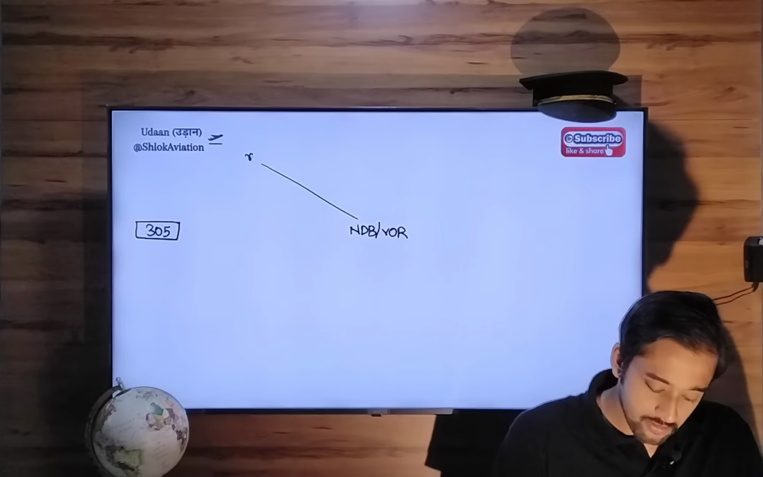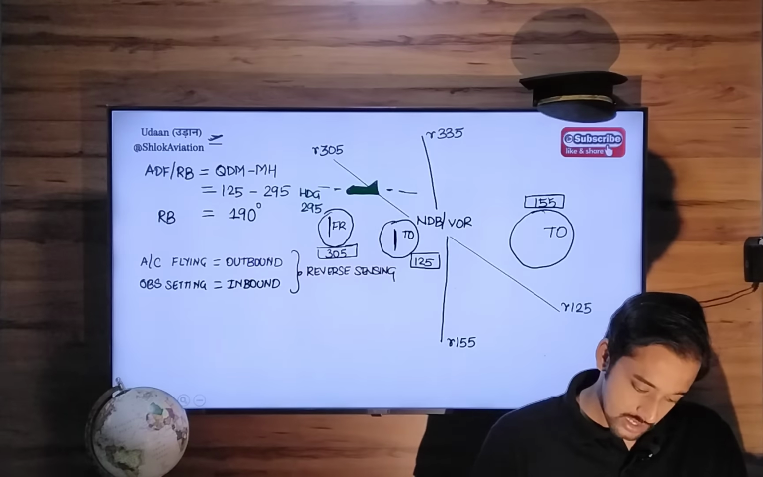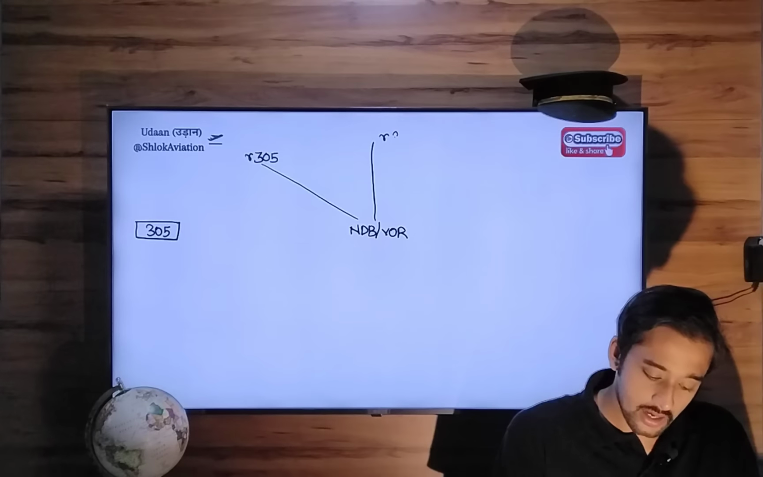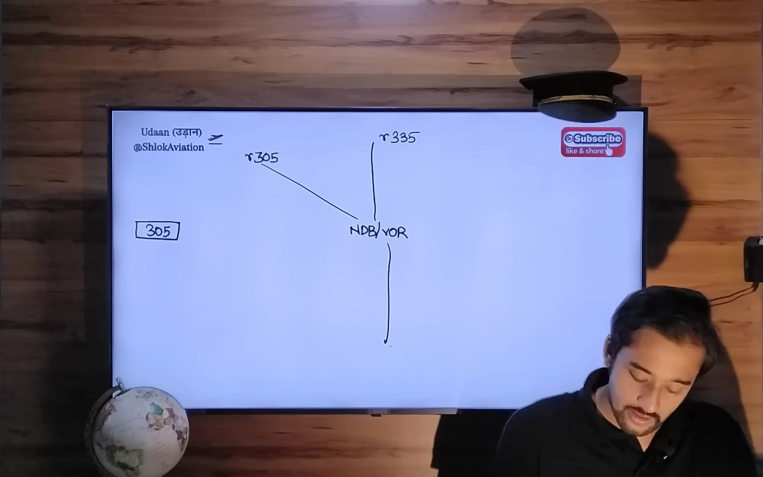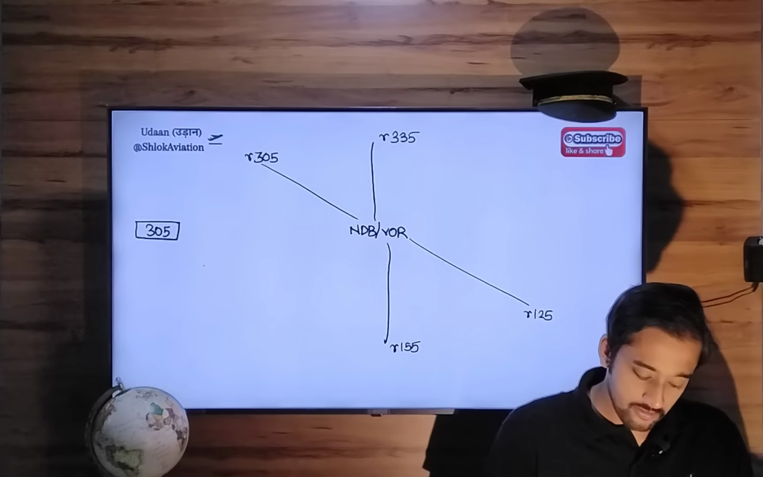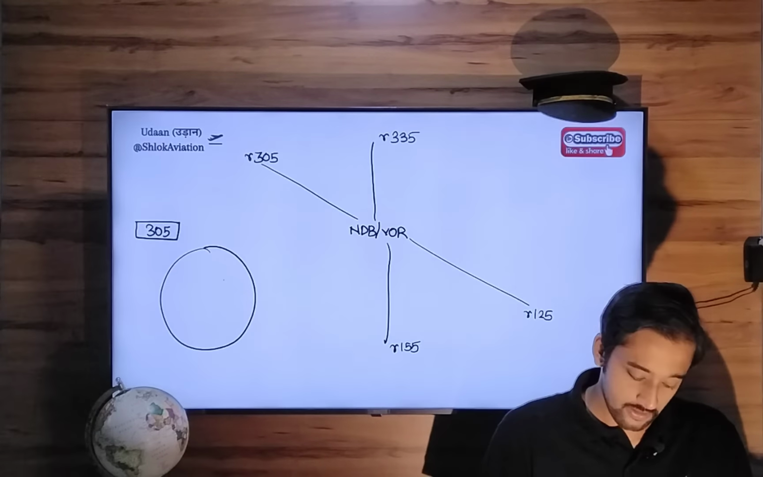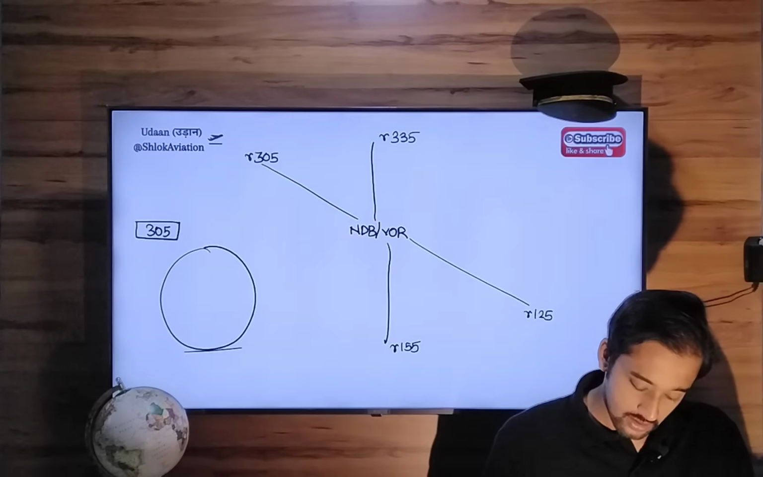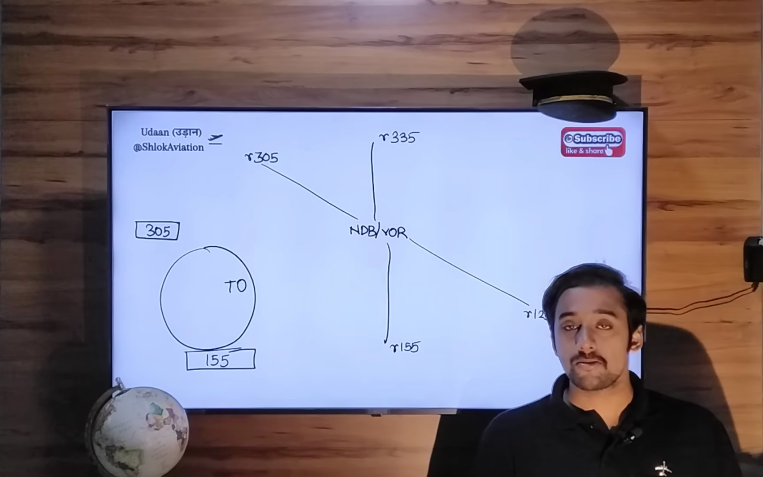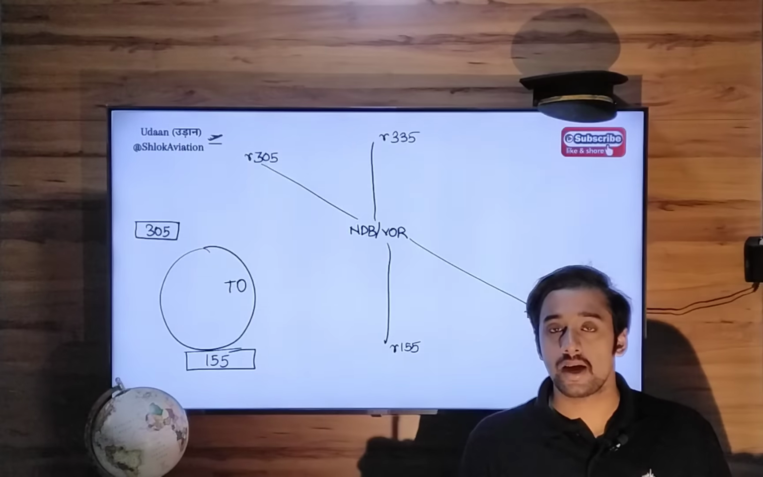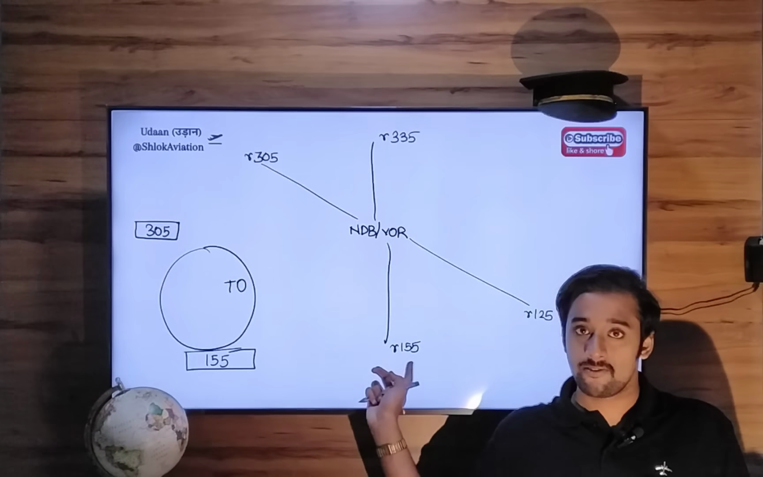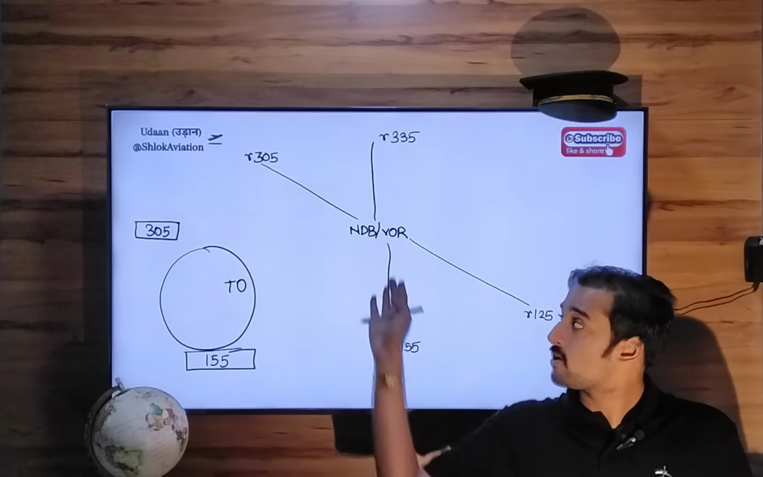The fact that you have put radial 305, this is radial 335, this is radial 155, this is radial 125. Now the fact that you have put in the OBS selector 155, with a 2 indication, that means the indications given by this OBS selector will be with respect to this 155. The OBS selector doesn't know that you are flying outbound.